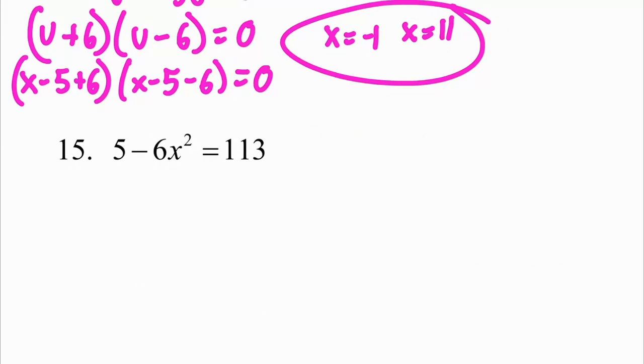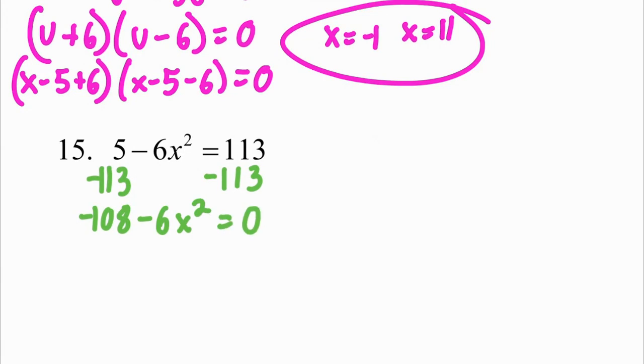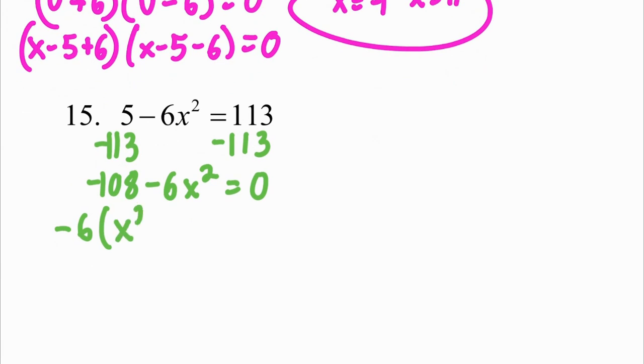So again, for this one, we do want to make sure that we have our numbers on the same side. So I am going to subtract 113 from both sides. So that's going to give me negative 108. And I want to keep my x squared positive if I can. So I know that I can take out a negative 6 from both of these. And I'm going to rewrite my order to kind of help me out there. So when I take out a negative 6 from both of these, that gives me a positive x squared plus 18.